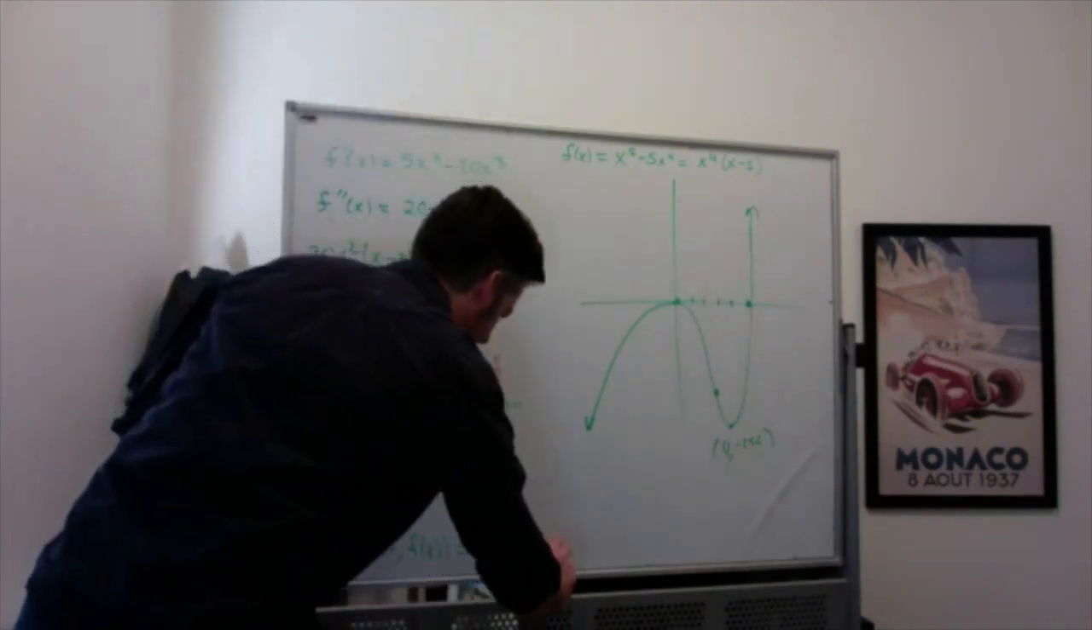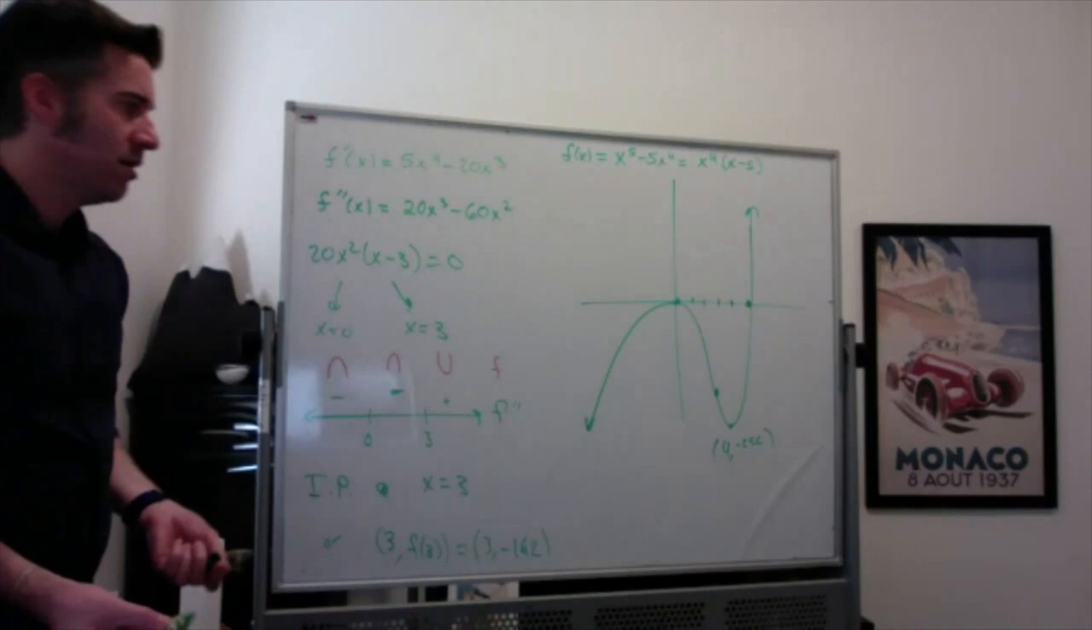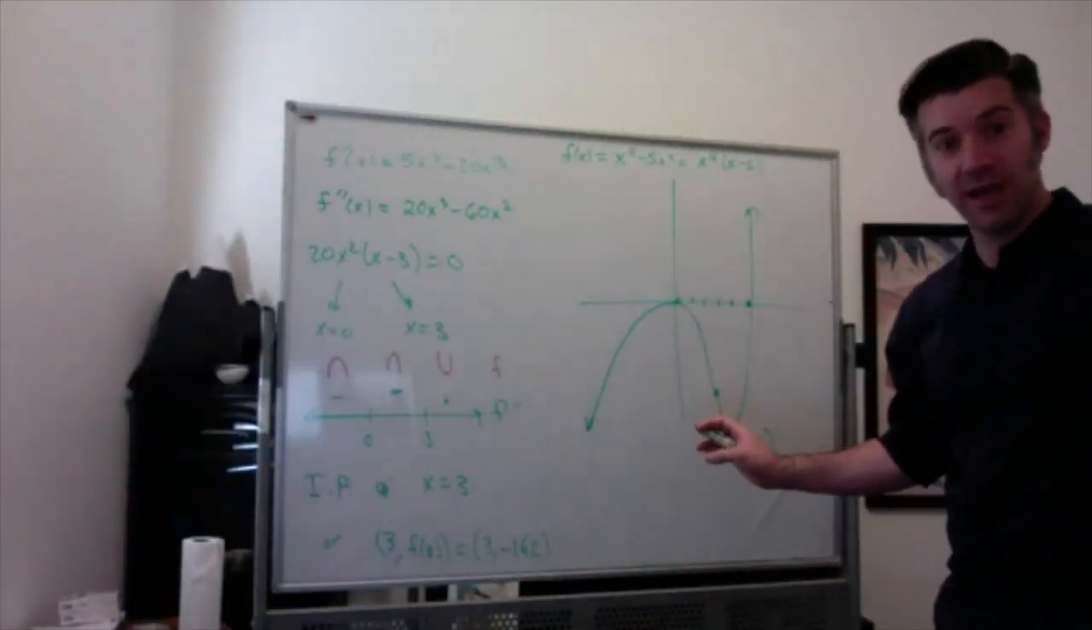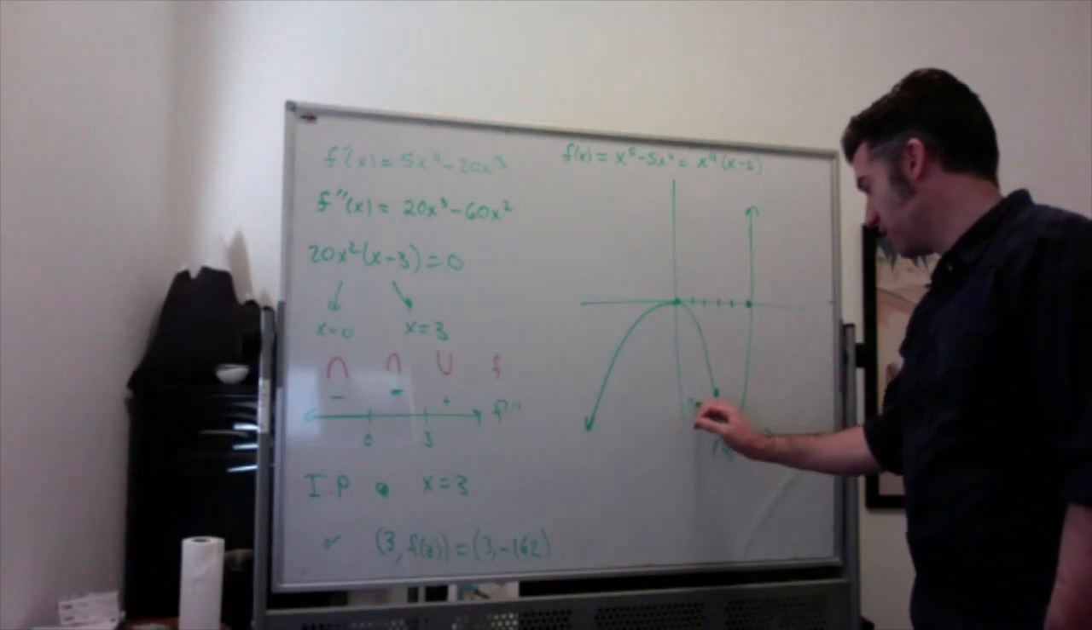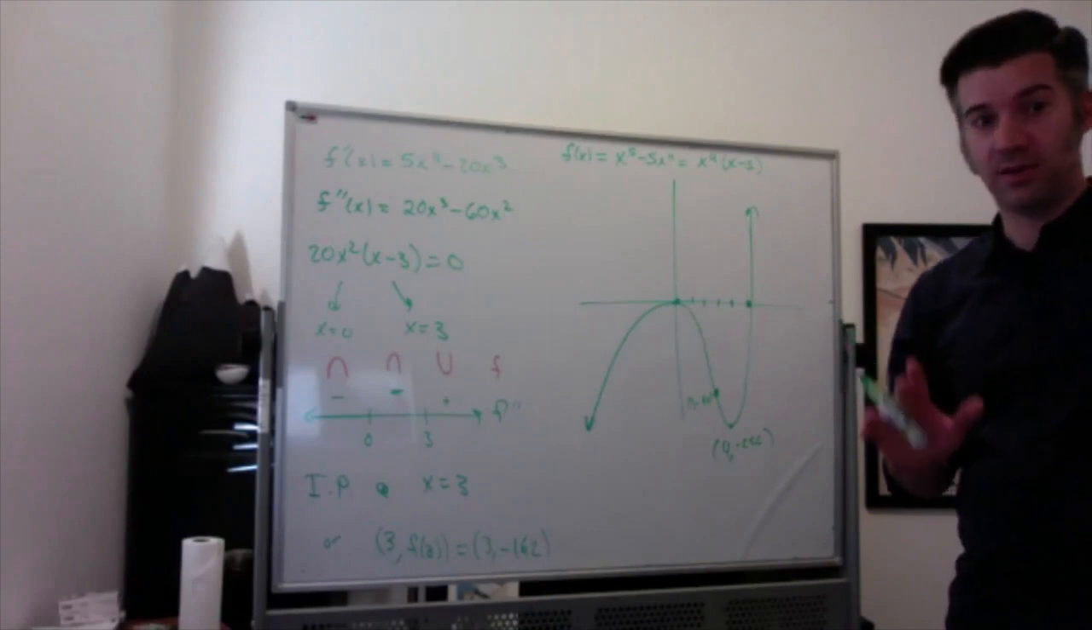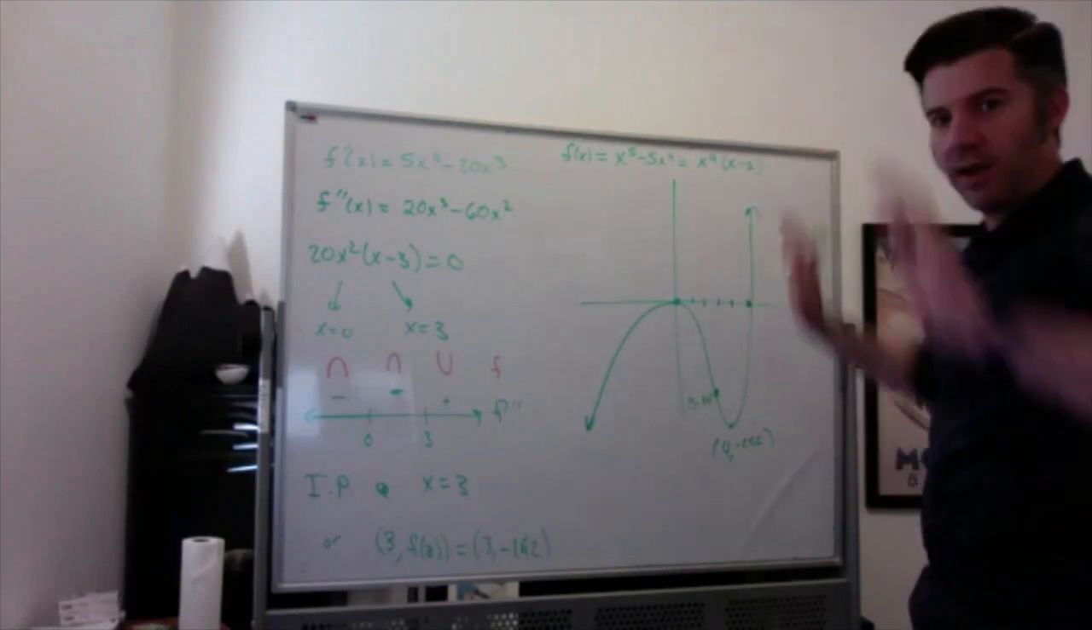Again, I know the numbers here are not really particularly beautiful. That's how it is sometimes. So this point here, not that my graph is to scale, is the point 3, negative 162. Okay, so that is a full graphing of this function.